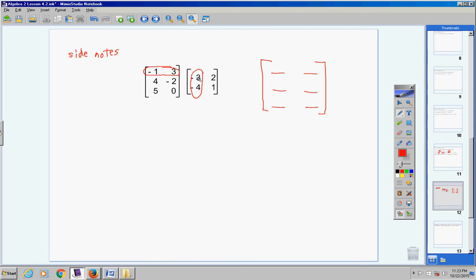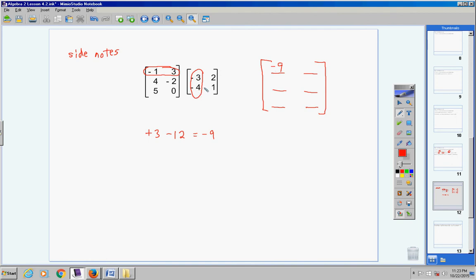First number times first number, that's a positive 3. Next number times next number, that's a negative 12. Negative 1 times 3. 3 times negative 4. Then you combine those 2 numbers. Negative 9. And that goes right here. So I take my first row times my first column.